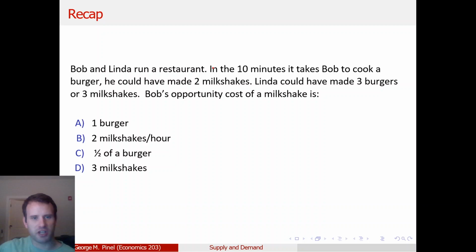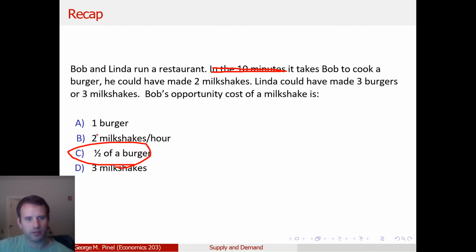So in the 10 minutes it takes Bob to cook a burger, you can take everything back to minutes and divide based on that, but you don't need to do it, and in this case it's not very helpful to. Okay, so in the 10 minutes it takes Bob to cook a burger, he could have made 2 milkshakes. Okay, so 1 burger, 2 milkshakes. What's his opportunity cost of a milkshake? Should be half of a burger. 1 divided by 2. Okay.